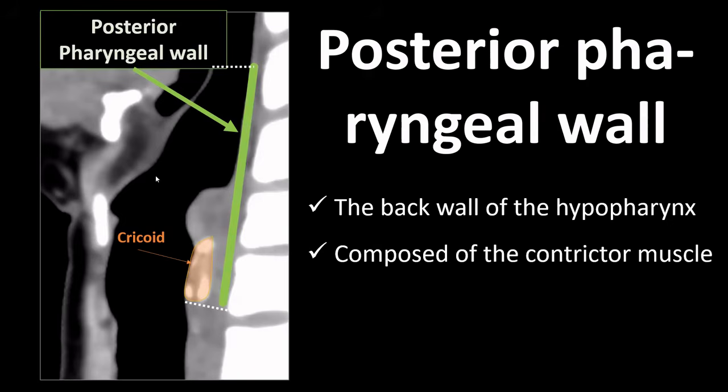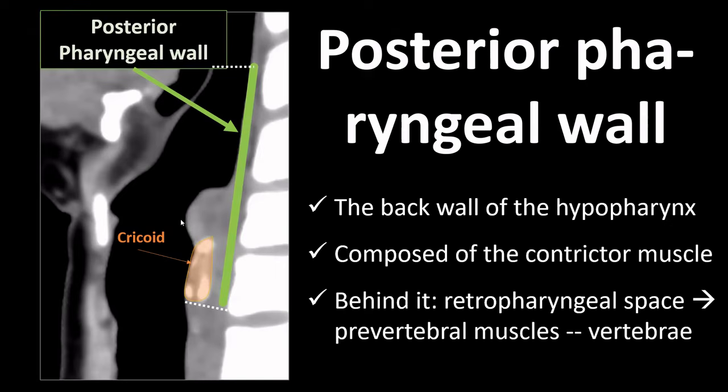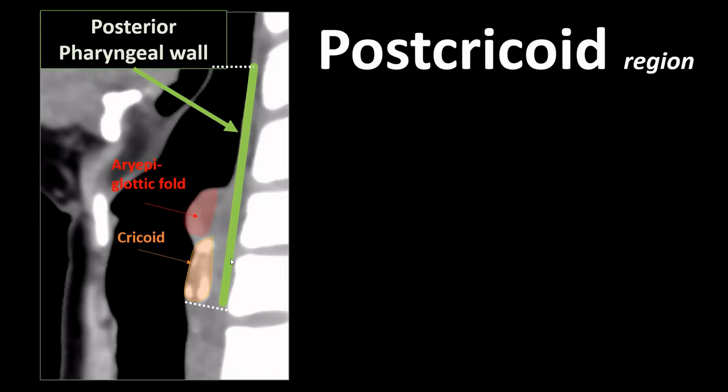What do we find there? Constrictor muscle, as we mostly find in the posterior pharyngeal wall. In this case, it's going to be probably parts of the middle and inferior constrictor walls. And behind it, we have the retropharyngeal space, prevertebral muscles, and vertebra. So a tumor located in the posterior pharyngeal wall will tend to invade these underlying spaces.